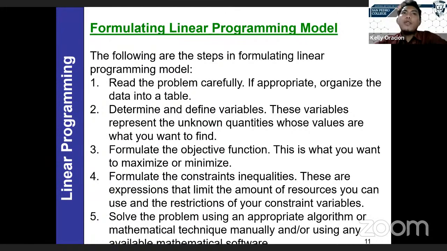Next, create or formulate the constraint inequalities. You will create equations based on the inequalities. Next, number 5, solve the problem using an appropriate algorithm or mathematical technique.